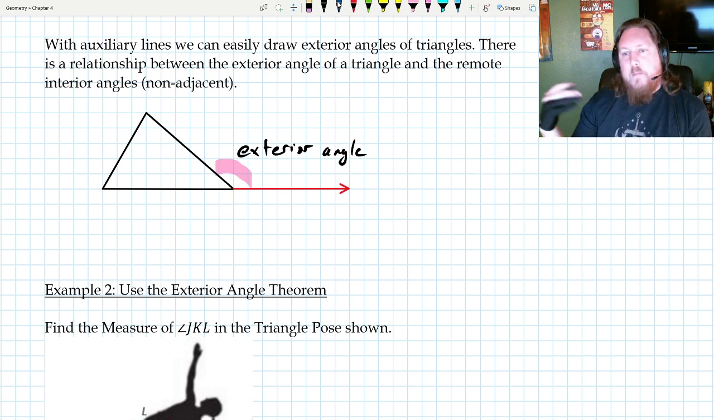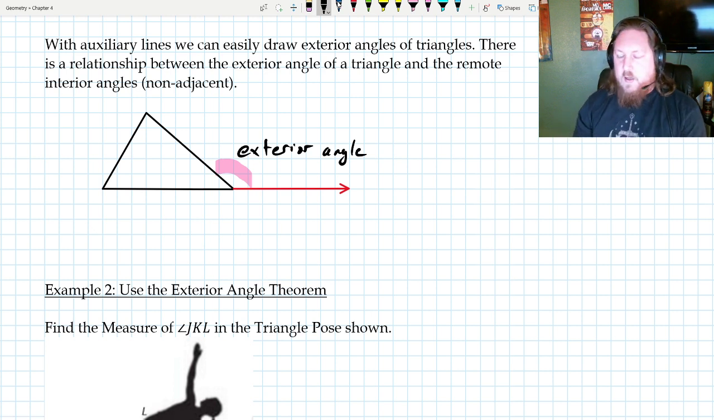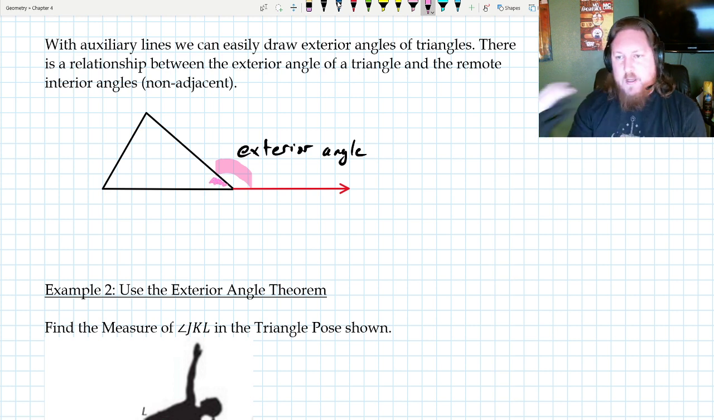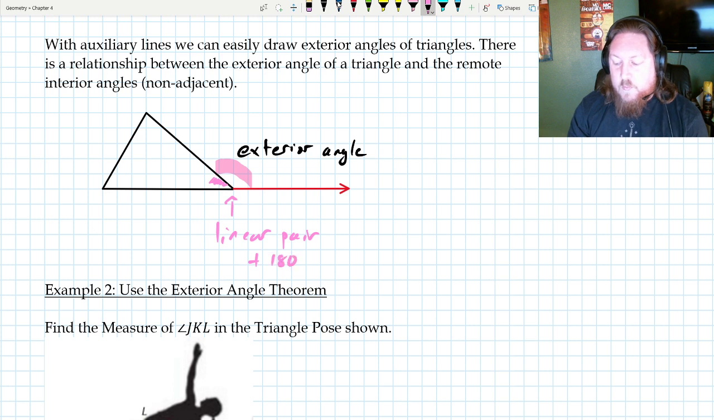But that exterior angle does have a relationship with the triangle itself. If we take a look here, that exterior angle is always going to be a linear pair with the piece inside because it makes a straight line. So there, this is always going to be a linear pair. That's useful because the sum is always 180.